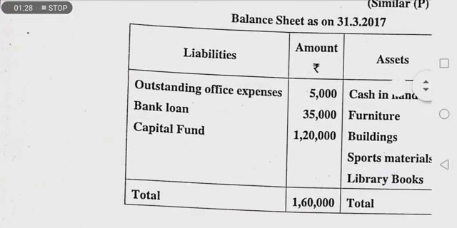Here on the liability side, we have transactions like the first one, outstanding office expense. This is an expense belonging to last year, which was not yet paid. That is 5,000 outstanding amount.